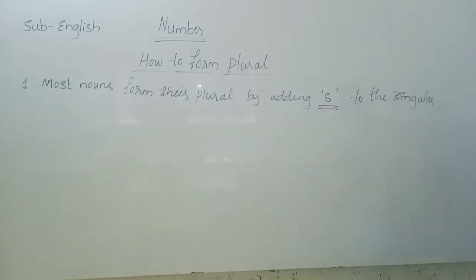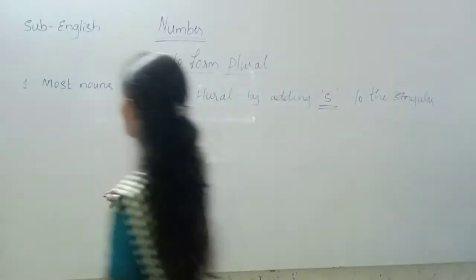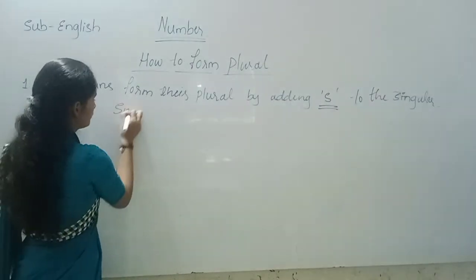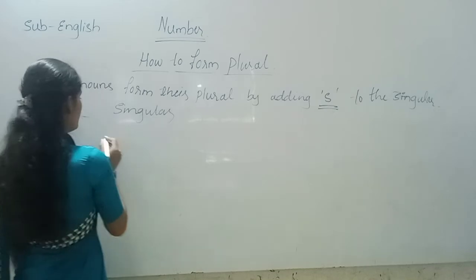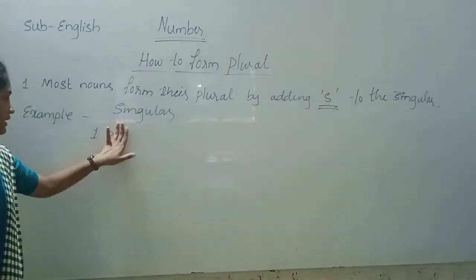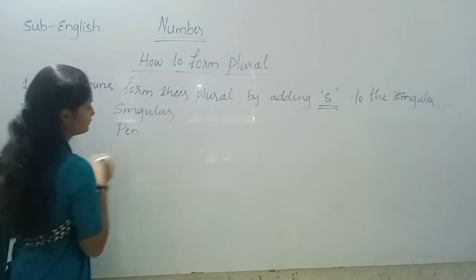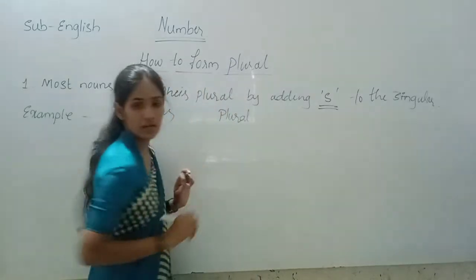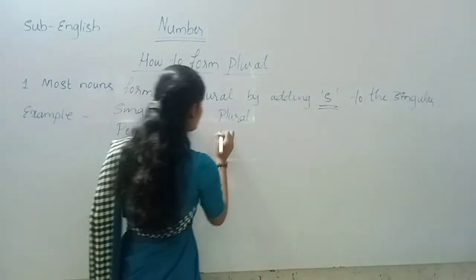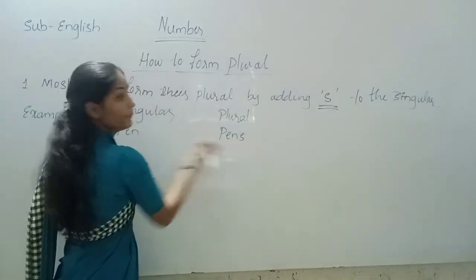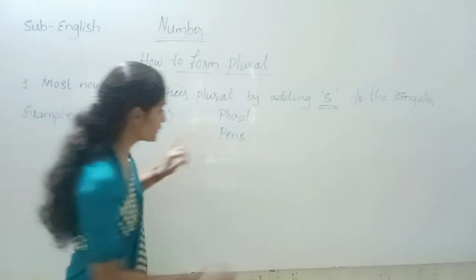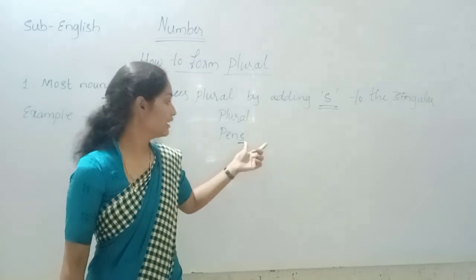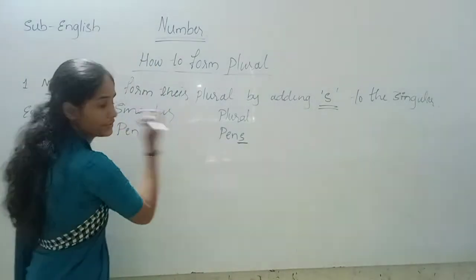To the singular word we have to add s. For example, most of the words. As I told you, a singular word is given to us. One pen. Pen is a singular word. Now we have to make the plural word. While making the plural, this pen takes s. Pen is a singular word and we added s to make the plural. Pen, pens.